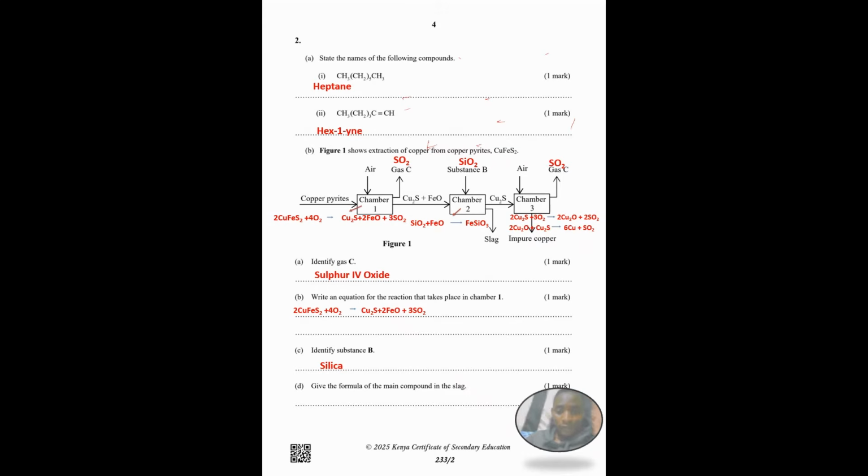Then we give the formula of the main compound in the slag. We have said that silica reacts with iron 2 oxide to form iron 2 silicate. So the formula is FeSiO3. In this case, learners, you are only supposed to give a formula but not the name. So what was being marked is a correct formula.